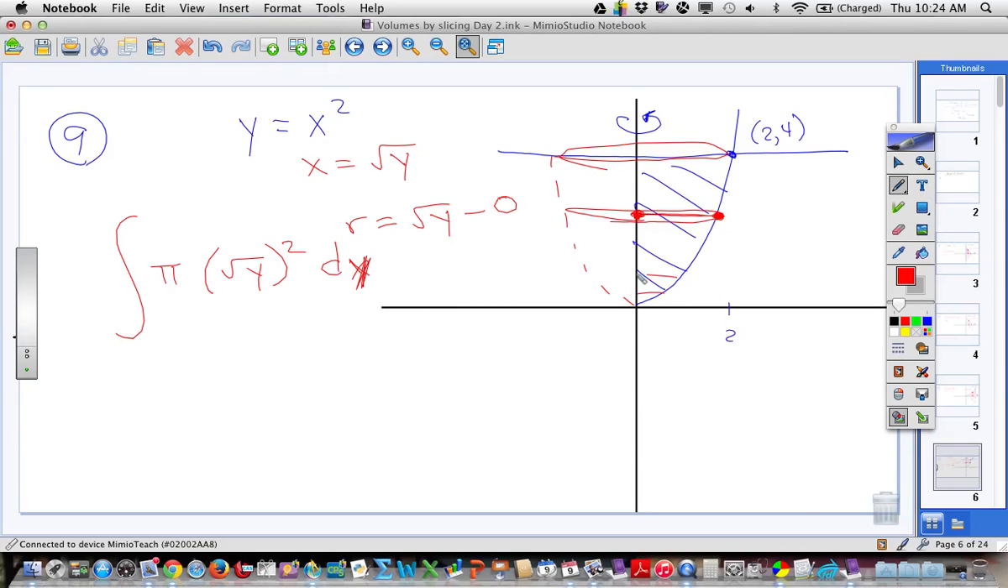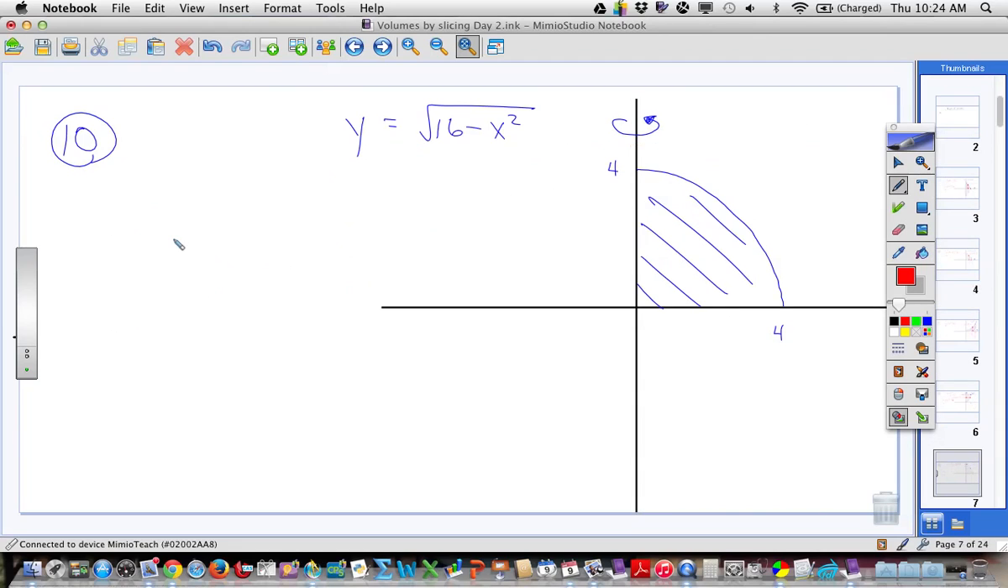And the strips go from 0 to 4. So when the slices are horizontal, that means I have horizontal strips. So I have to do right minus left instead of top minus bottom. But all that work we did on right minus left and top minus bottom last week comes in really handy here when we do these areas.